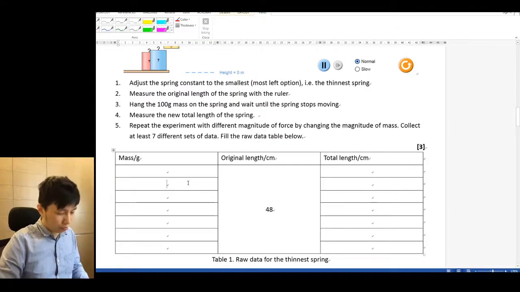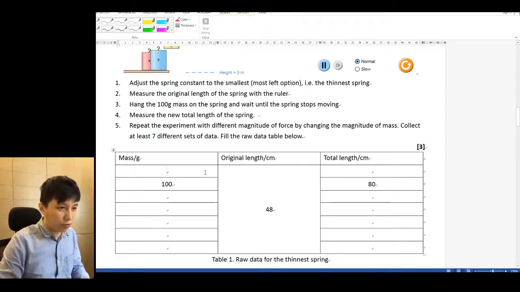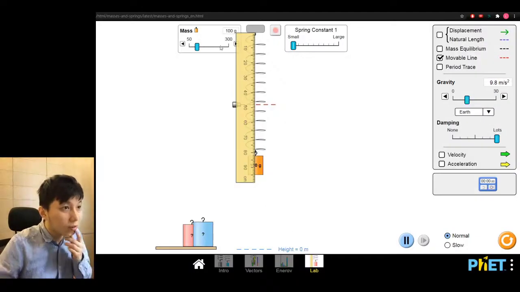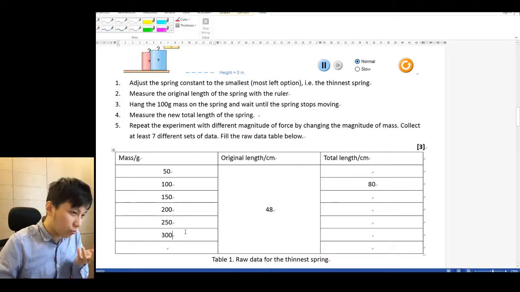Okay, so I will do 180. In fact, because we are going to do 7 different sets of data, I'll do 50, 150, and then 200, 250, 300. Oh wait, yeah, because this is the range that we can do, right? So I think we have to add one more.